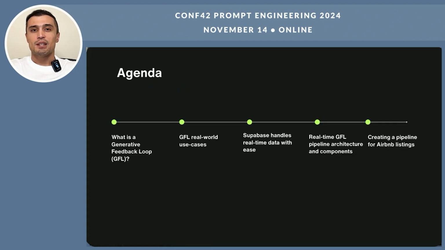Here's what we will be covering today. We'll start with an introduction, what is a generative feedback loop, followed by real-world use cases and the real-time GFL pipeline architecture. I'm going to explain and show you the components, how to detect changes on your primary database, and stream these changes, continuously updating your destination vector database when you are building AI-powered applications.